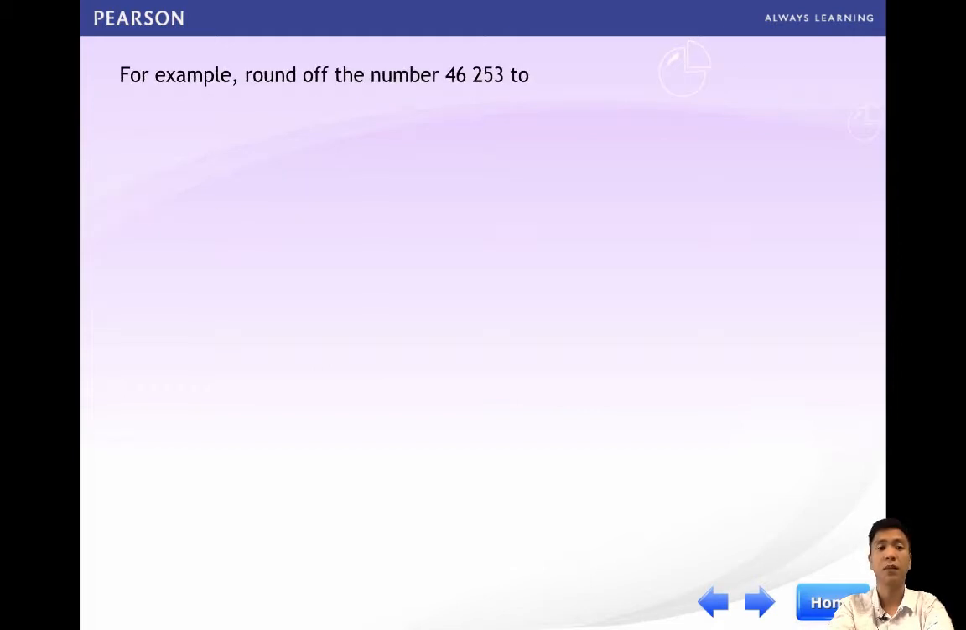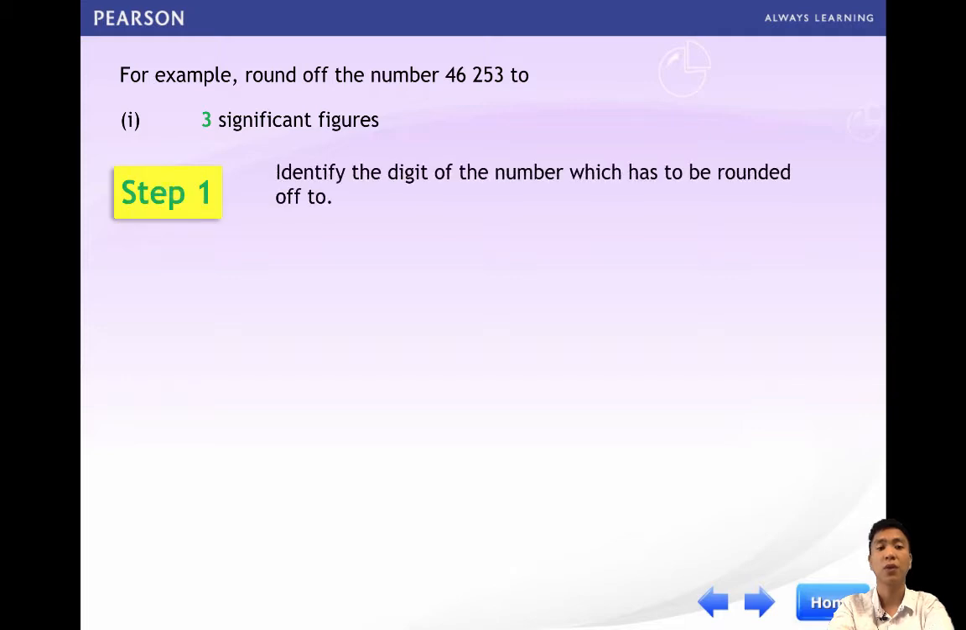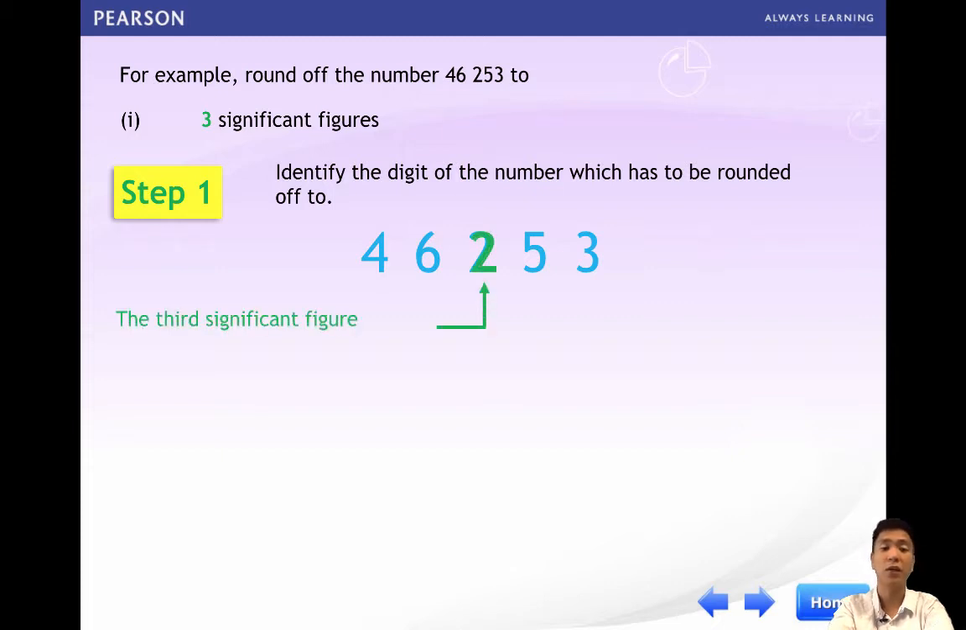What does it mean? For example, we have the number 46,253. We try to round off this number to 3 significant figures. First step, we look at what the third significant figure is. This number has 5 significant figures. The first one is 4, then 6, and then 2. So 2 is the third significant figure.